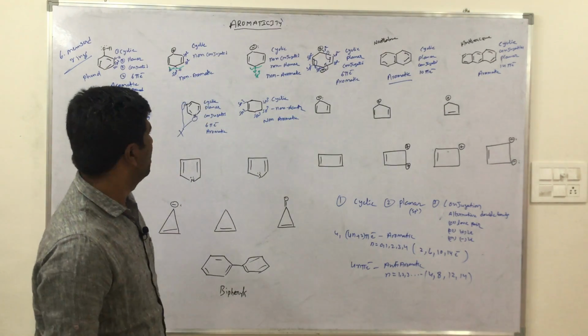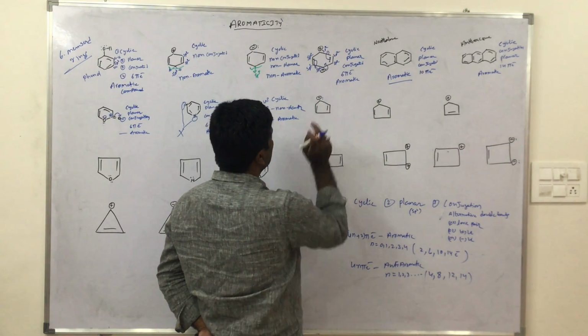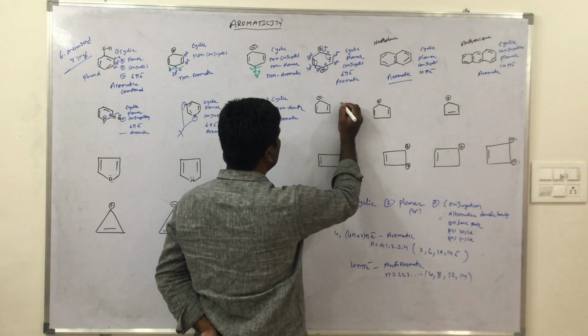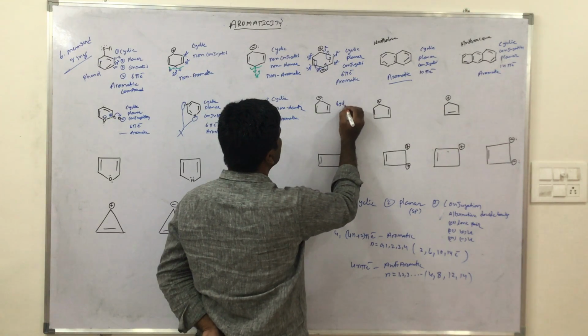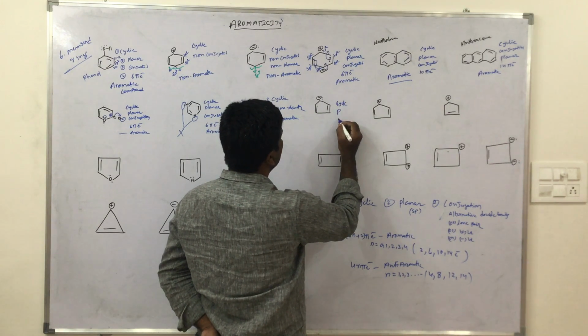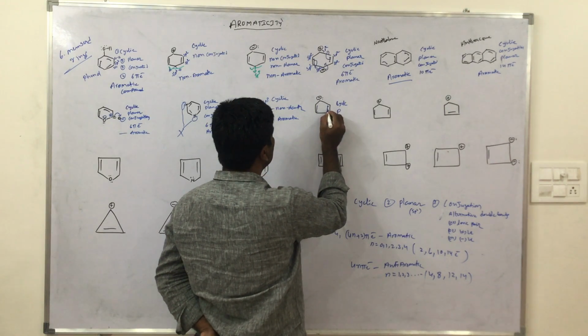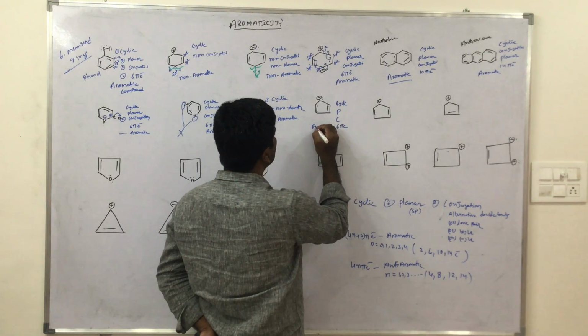Okay, non-aromatic. Now this one, two double bonds are present and one negative charge is present. So automatically it is in conjugation. Cyclic, planar and conjugated. How many electrons? 1, 2, 3, 4, 5, 6 pi electrons. This is aromatic.